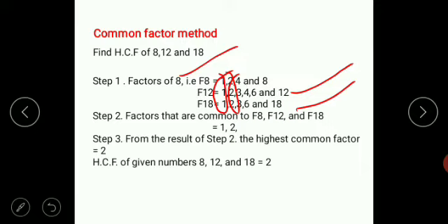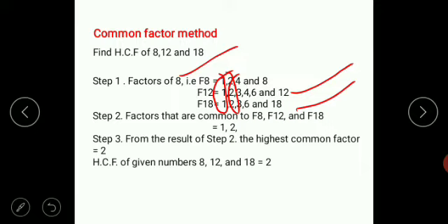This is step 2. Now step 3 of the common factor method is, in these common factors, which is the highest number? We have to find out the highest number in the common factors. Now common factors are 1 and 2. In this, which is the highest number? 2. So HCF of the given numbers 8, 12 and 18 is 2.